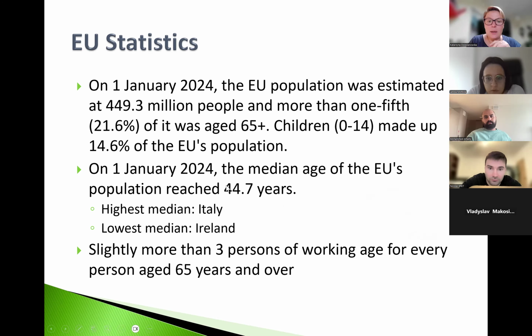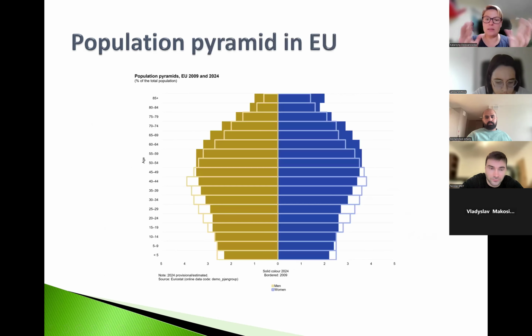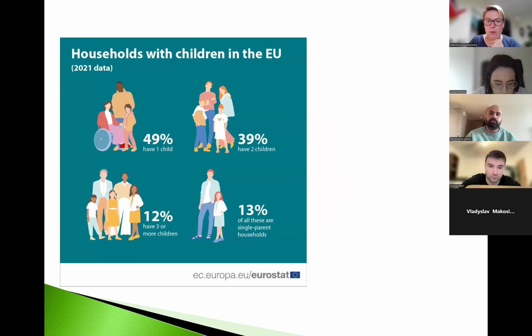And as the median age of European population is almost 45 years, the oldest people are in Italy and the youngest people are in Ireland, right? So this is roughly the statistics. This is the population. And as you can see, the comparison between 2009 and 2024 is that the number of younger people is shrinking. The number of elderly people and older people over 50 years old is systematically growing.